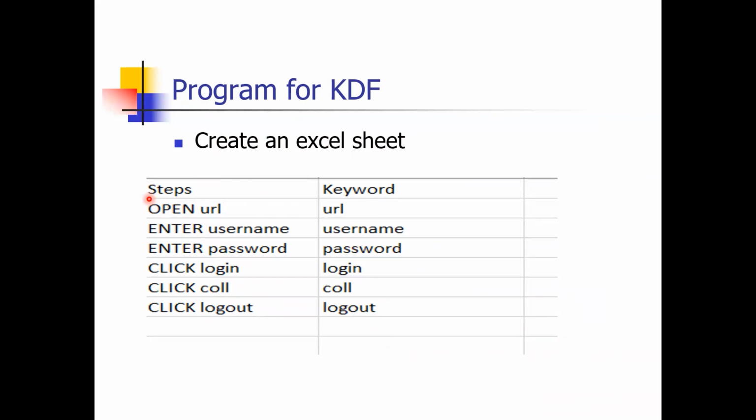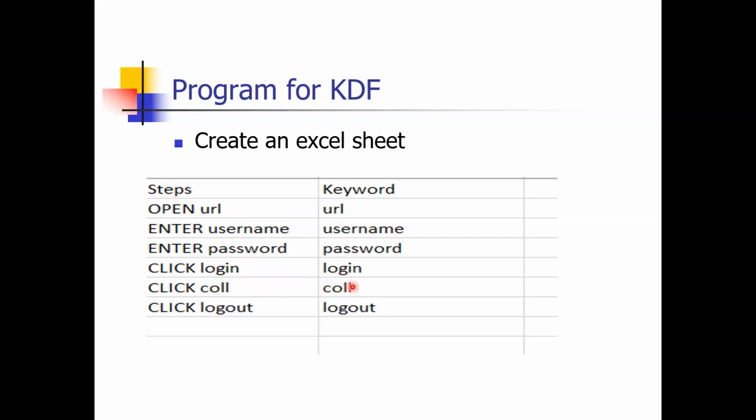Before doing login and logout, first of all, you have to launch the browser. So the first step is open URL, and the keyword we have taken is URL. After opening the URL, you will enter a username, so the step is enter username, and the keyword is username. Then after entering the username, you have to enter the password, so enter password. Then after login, we have to select the call calling, so click call or click call calling, according to your convenience.